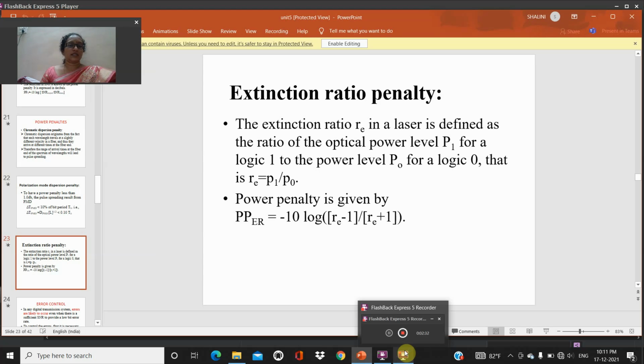The power penalty is given by PPER is equal to minus 10 log of (RE minus 1) by (RE plus 1). So here, the power penalty for the extinction ratio can be defined by this expression, where RE is the ratio of P1 by P naught.